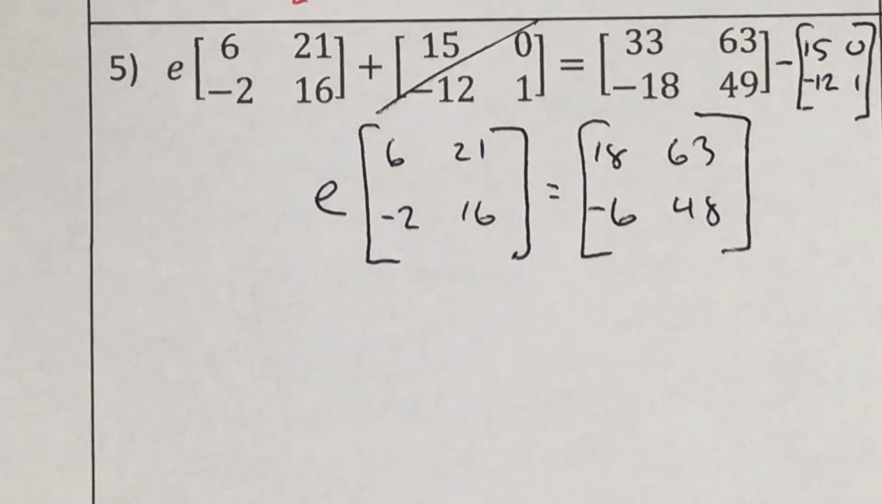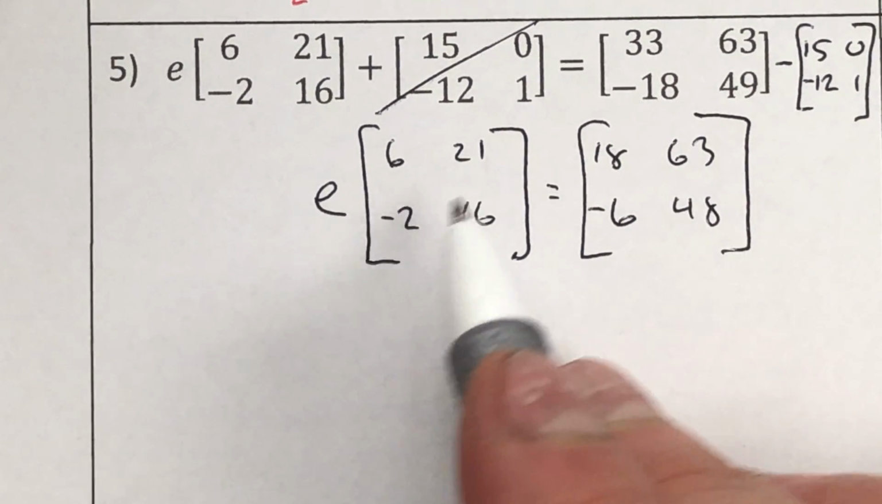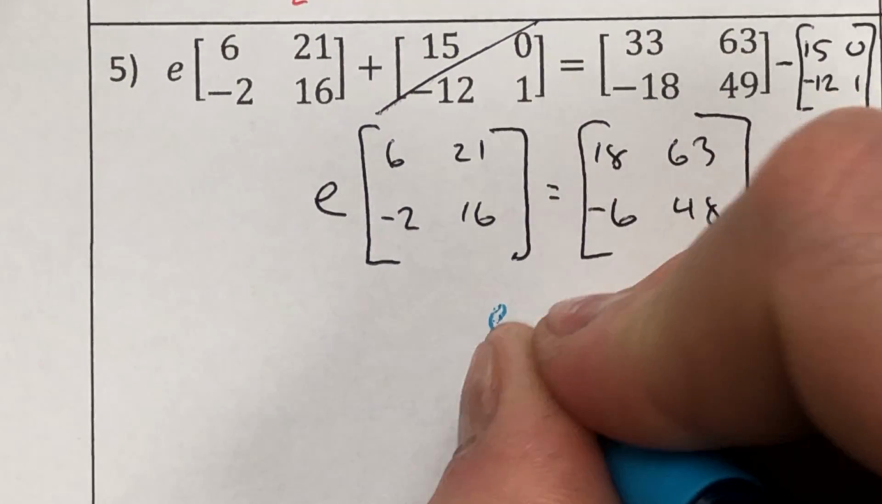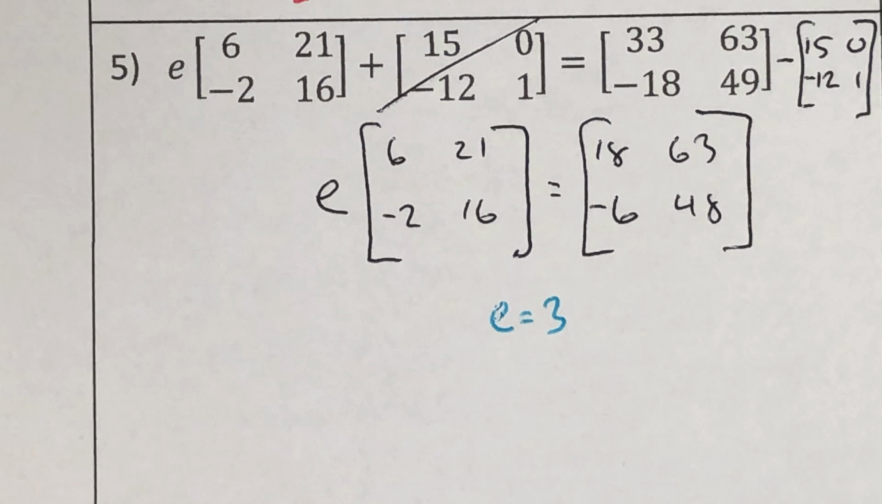And then you could have looked at it just like we did previously and say, hey, any one of these, 6 times what is 18? And you would have gotten an answer of E is equal to 3, no matter where you went.